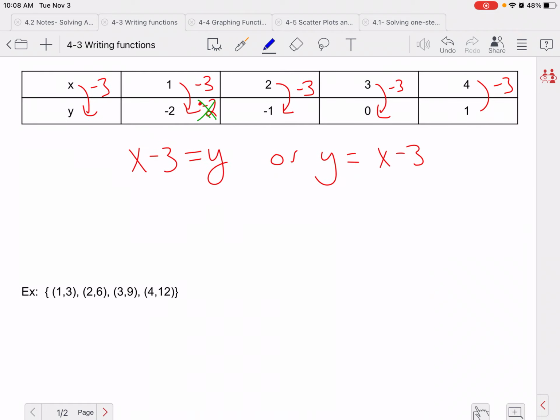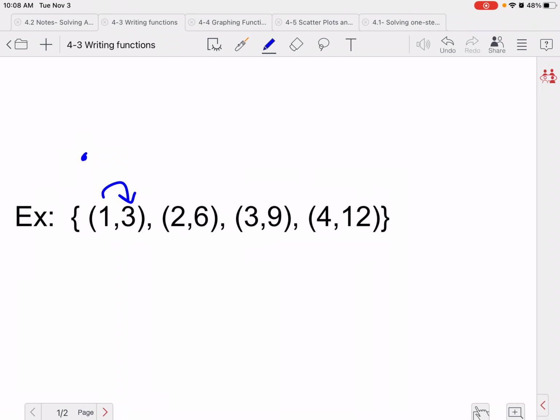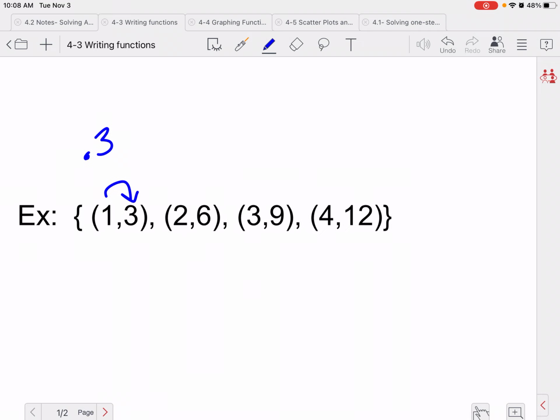All right, so let's look at this next one here. So our x and y's are a little bit different, so I'm going to say, okay, what takes me to get from 1 to 3? Well, I could multiply by 3. Whoops, I can't write today, sorry. I could also subtract 2. I could also do 2 times 1 and then add 1, right? Because 2 times 1 is 2 plus 1 is 3. Okay, so let's see which one works.